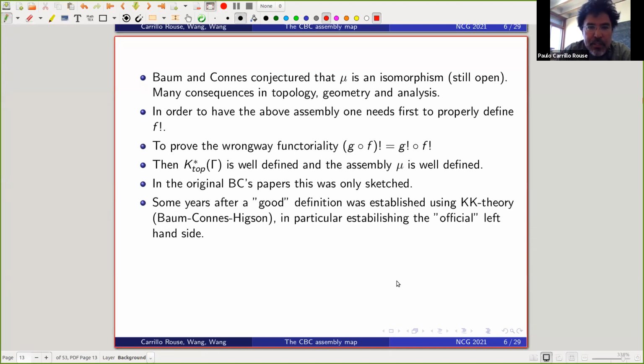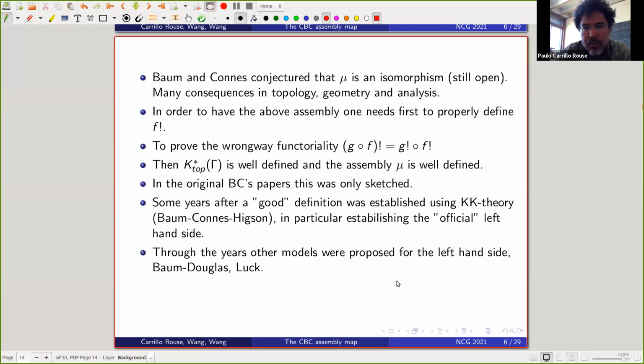So in fact, some years after, they gave another model, let's say, for the left-hand side using KK-theory. This was done by Baum, Connes and Higson. And with the years, some other models were proposed for this left-hand side. For example, the Baum-Douglas model using cobordisms and spin-C modifications, and other kinds of models by Lück, for example, using just stable homotopy ideas.